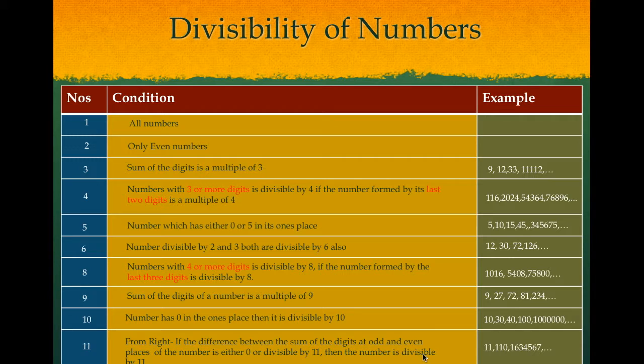For 11, if the difference between the sum of digits at odd and even places of the number is either 0 or divisible by 11, then the number is divisible by 11. For example, consider this number.